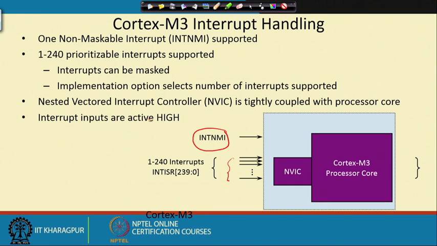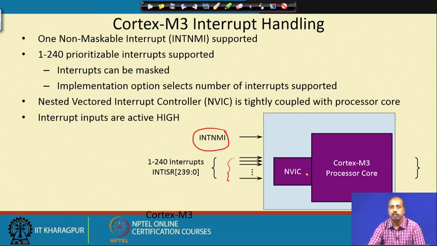The original ARM code will tell that it will support up to 240 maskable interrupts, but you can tell that in my system I do not want so many, I want only, say, 20 of them. Naturally, this NVIC module, the nested vectored interrupt controller, is a part of this Cortex M3 processor now. So, you can simplify the design of this NVIC. If the number of interrupts is less, then the NVIC design will also be simpler. And interrupt inputs are active high, all are active high interrupts going to the NVIC. So, this interrupt controller has been added in the M3 processor.